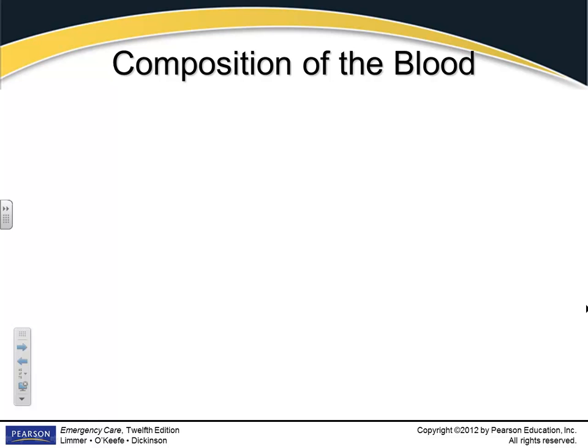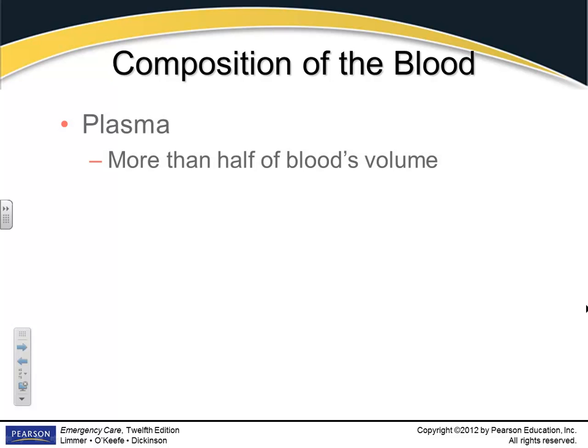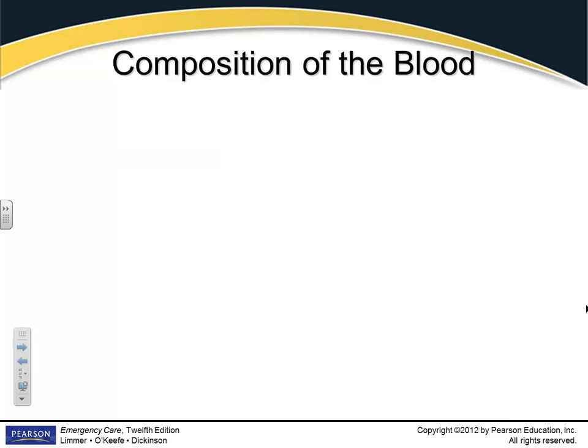Okay, next, let's look at what our fluid is made up of. We actually have formed parts and we have liquid parts. What are the formed parts of blood, the solid parts of blood? Blood cells. Yes, blood cells. We got white blood cells. What do white blood cells do? Fight infection.